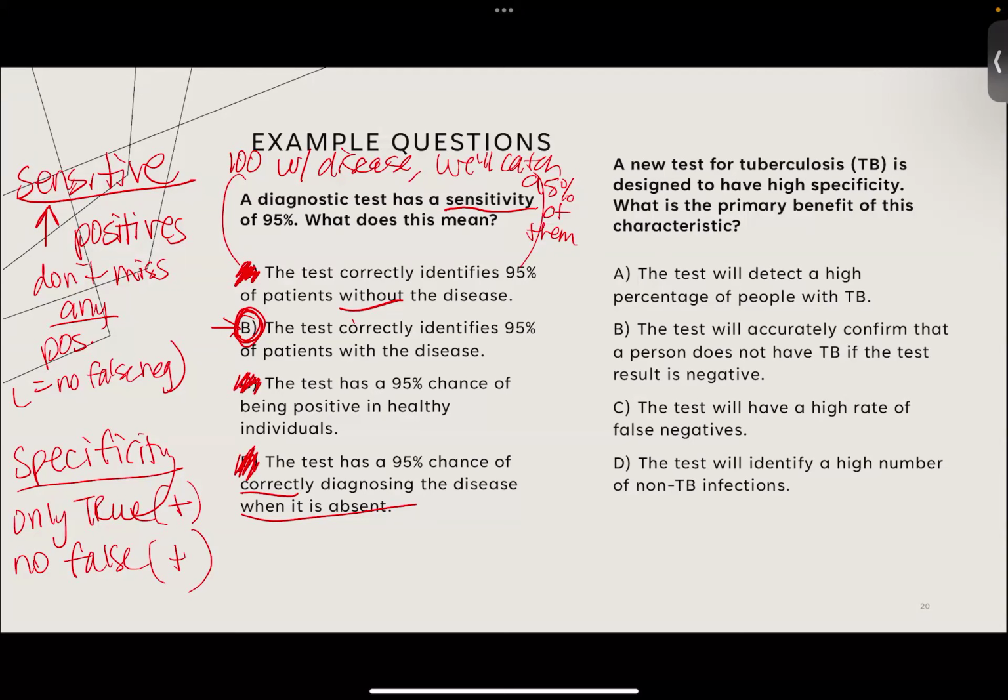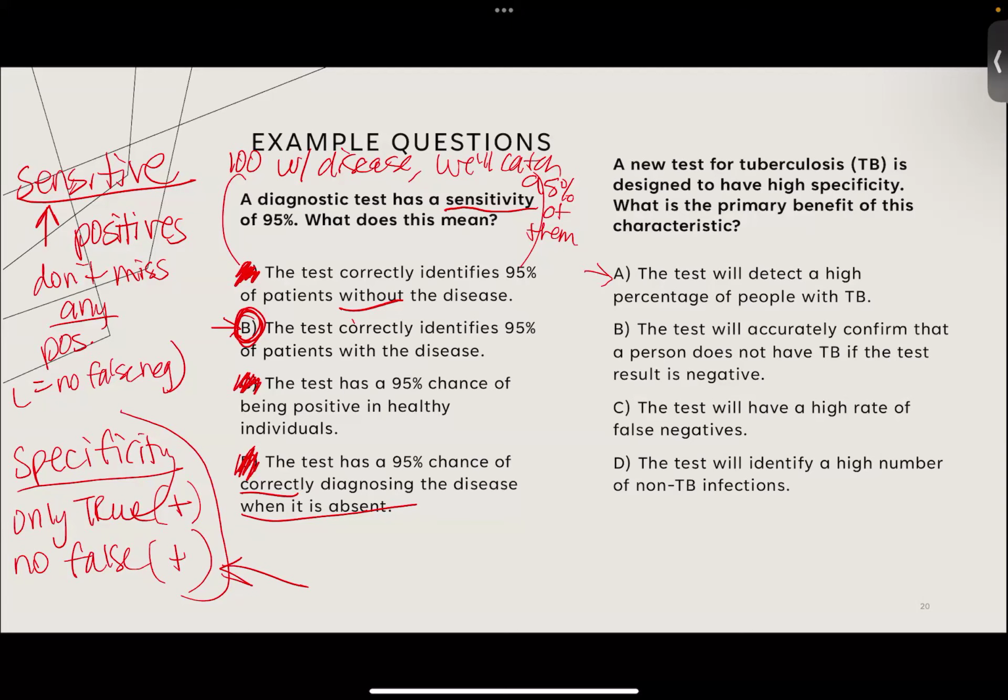The next question: a new test for tuberculosis is designed to have high specificity. So that's this one down here. What is the primary benefit of this characteristic? So if it's highly specific, we should be calling things that are positive, positive, but not things that look like the positive, positive. So this is avoiding false negatives, okay? So will the test detect a high percentage of people with tuberculosis? This is dealing more with sensitivity, but we'll come back to that. We'll look at our other options.